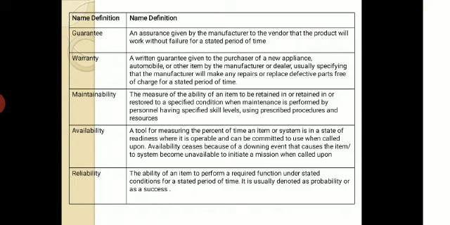Reliability: we discussed the reliability definition in the previous class. It is the ability of an item to perform a required function under stated conditions for a stated period of time. Not all equipment has the same ability to perform the required function under stated conditions for a stated period of time. It is usually denoted as a probability of success. So now we have five different terms: guarantee, warranty, maintainability, availability, and reliability. You need to know the differences between all of these.